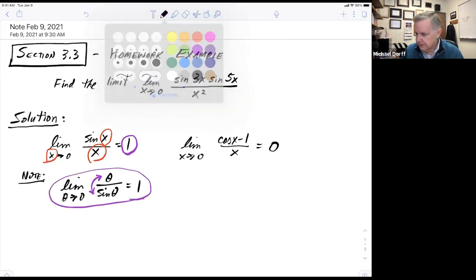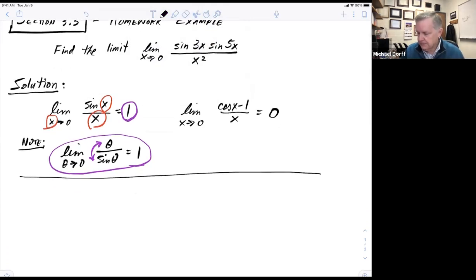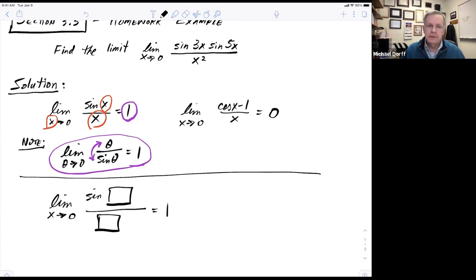Okay, remembering those two facts, how can we use this to solve problems? Well, notice that the problem we're working on here, the sine of 3x times the sine of 5x over x squared, looks more like this first one because we have a sine term there. So let's explore this a little bit more. Let's say x is going to 0. What the first property says is, again, I can have anything I want in that box there, and it's going to equal 1. So the sine of the box over the box equals 1.